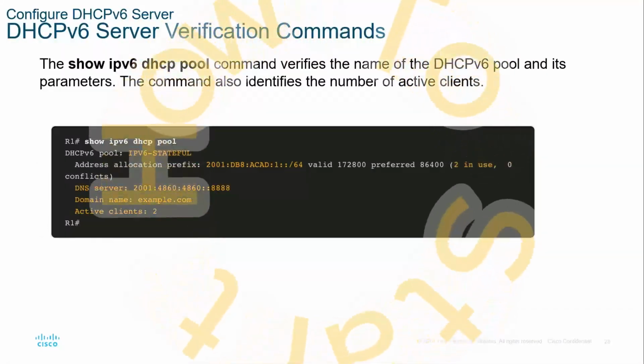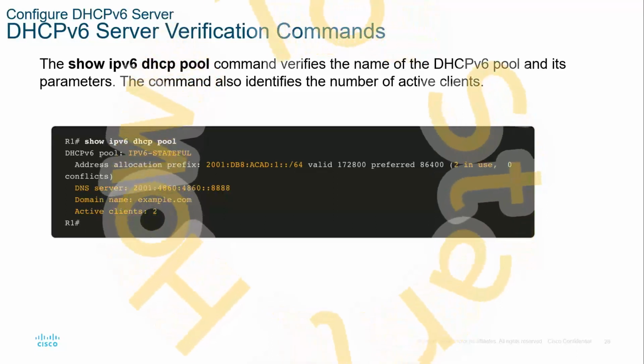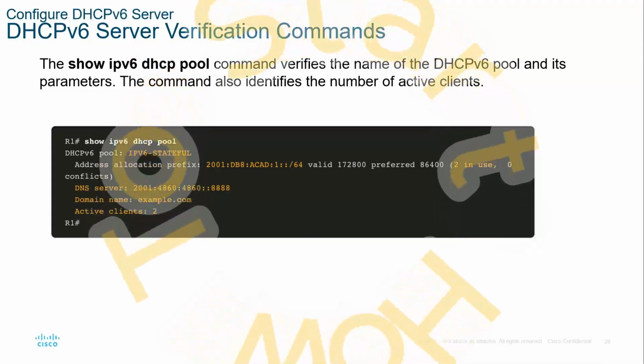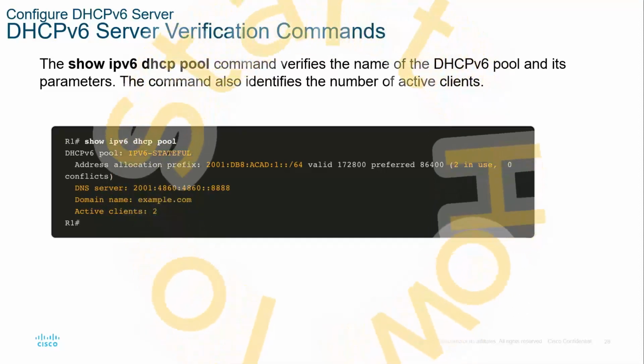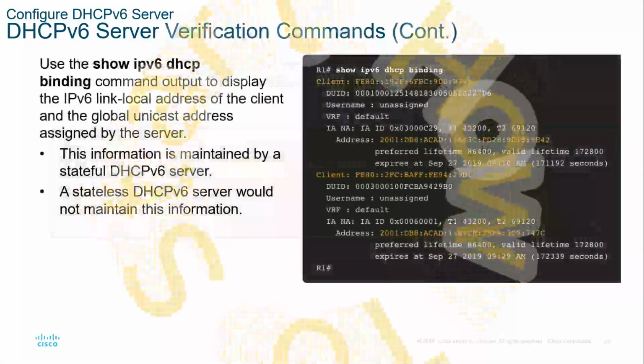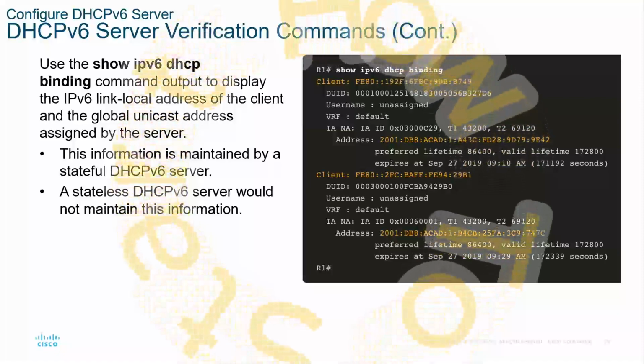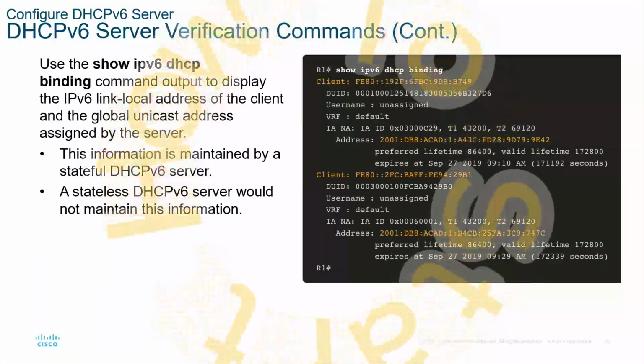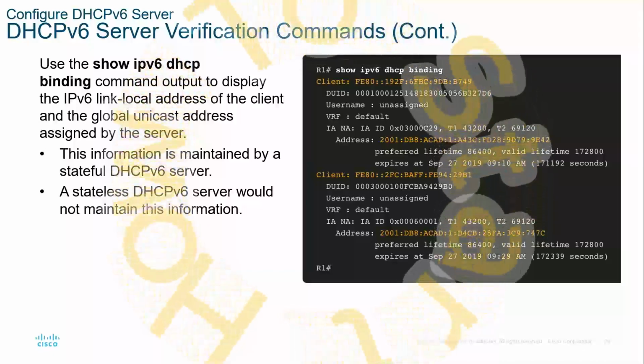So how do we verify? Again, show ipv6 dhcp pool will give us our pool details. We can use a show ipv6 dhcp binding to see a little bit more binding detail. That's going to be the address and MAC addresses and other specific details.